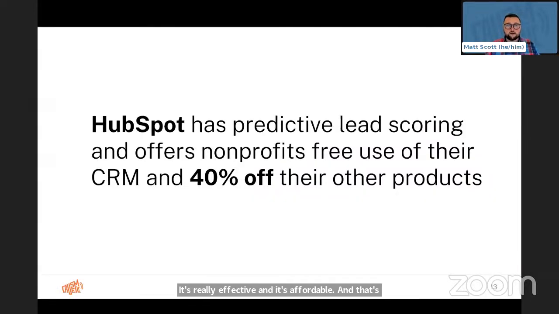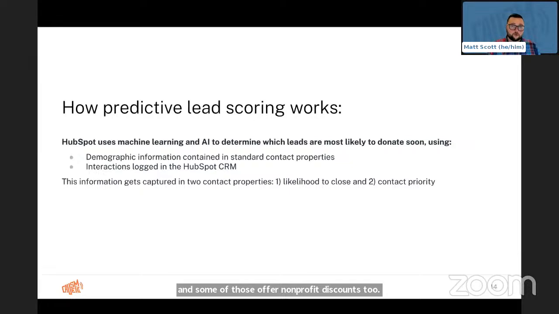Why we love HubSpot for predictive lead scoring is that it has predictive lead scoring where many nonprofit CRMs don't, but it also offers free use of their CRM for all nonprofits and 40% off all their other products. So it makes it cost effective and efficient to implement lead scoring at your organization with the power of HubSpot. There are some other CRMs that offer it as well, and some of those offer nonprofit discounts too. So you definitely want to check and see if your CRM offers lead scoring.